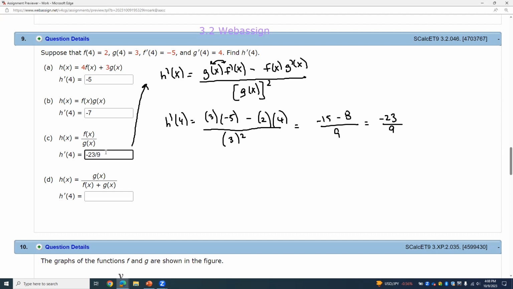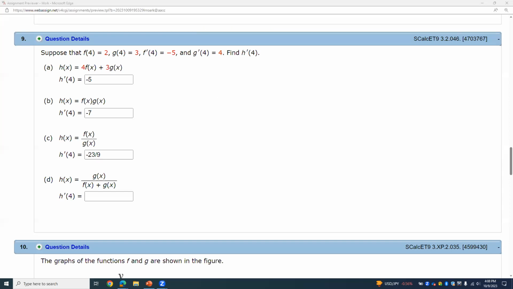Okay, and then next we have quite a can of worms. It says h of x is g of x divided by f of x plus g of x. At first it doesn't look that much different than part C, but there are a couple of sneaky parts in here. So let me clear what we have so far. Now the only difference is that instead of a single function, we have f of x plus g of x.